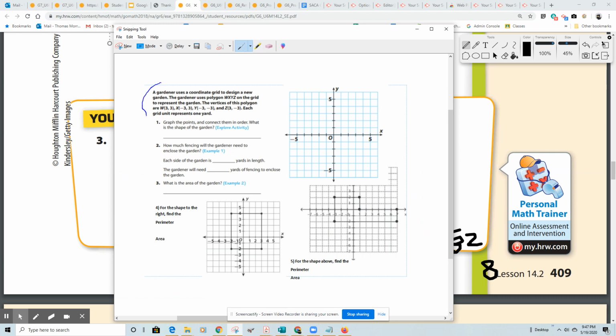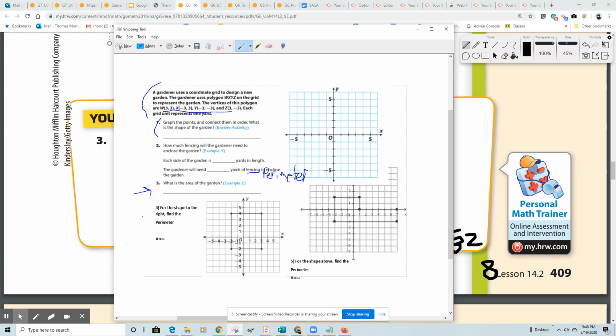All right, so word problem. All right, gardener uses a coordinate grid to design a new garden. You're going to plot the points first. All right, follow the directions. How much fencing will they need? All right, so answer those. What is the area of the garden? When they talk about fencing to enclose, that's distance around, so that's the perimeter. So do the perimeter first, okay? And then when they ask you area, that's multiplying base times the height, depending on what your shape is.